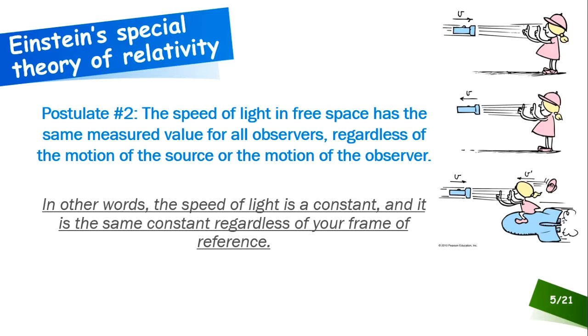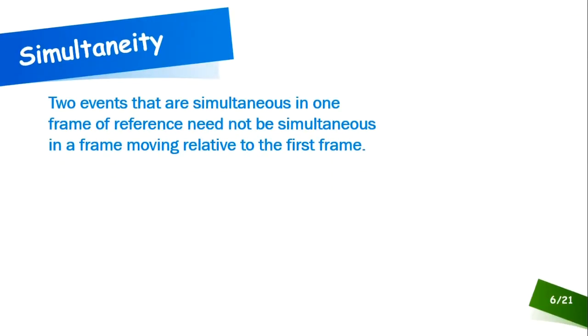And if you're looking back, if you're actually moving the flashlight away from you, the light coming from the flashlight towards you is still going to be one and the same. So it doesn't matter what your frame of reference is. Speed of light will always be constant. This leads us to the principle of simultaneity, which basically says two events that are simultaneous in one frame of reference need not be simultaneous in a frame moving relative to the first frame.